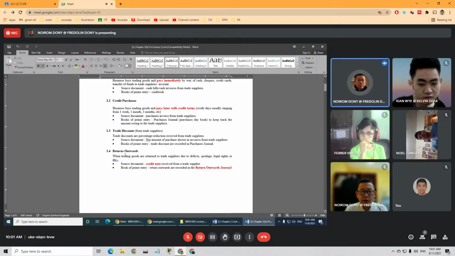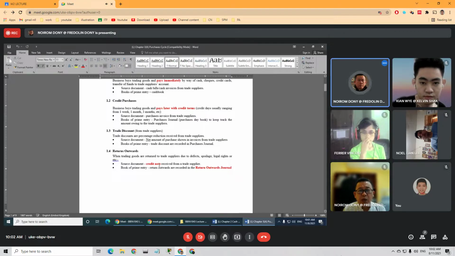So return outward. Look at the direction: outward, going out from the business. So this is referring to purchases return. When trading goods are returned to trade suppliers, the reason being defect, spoilage, or legal rights. Legal rights means a different quality, different brand, or different quantity. That is a legal right. So the source document for this will be the credit note received.